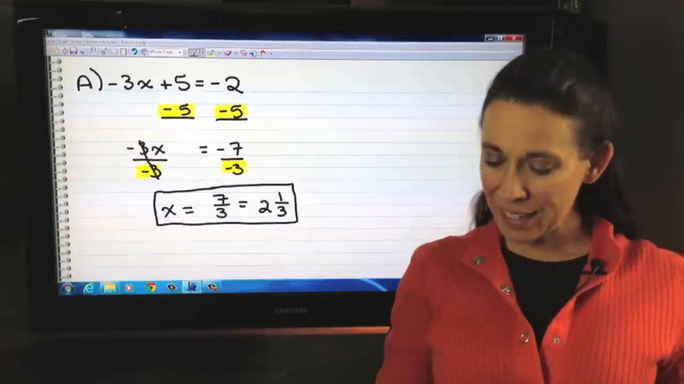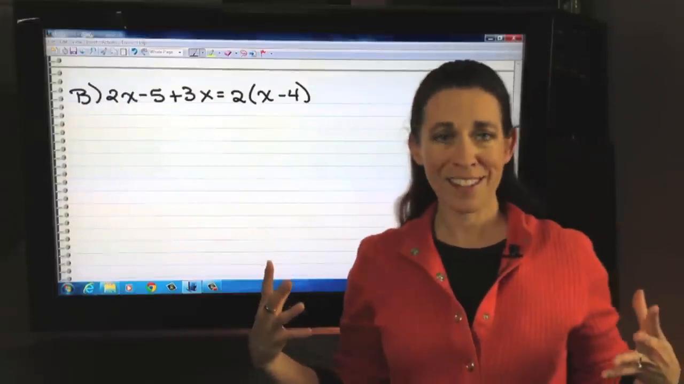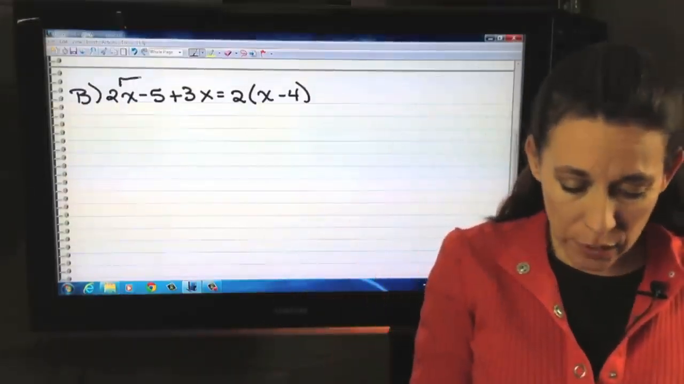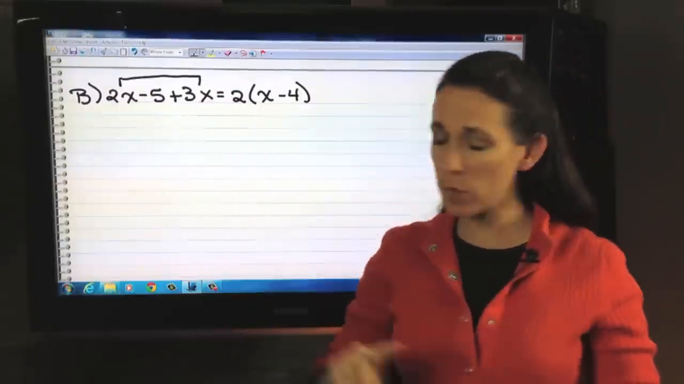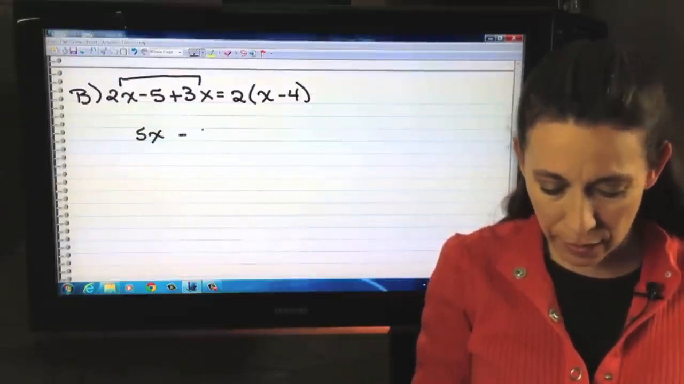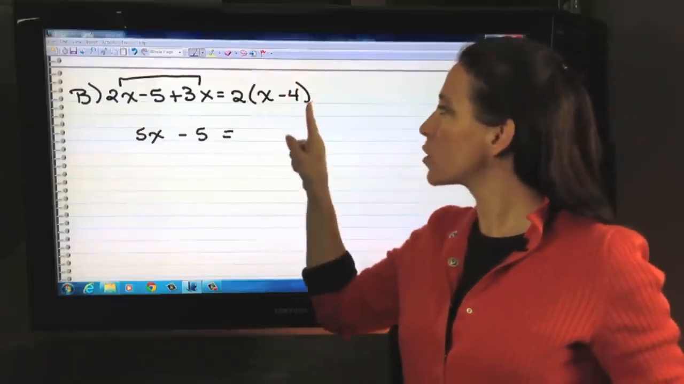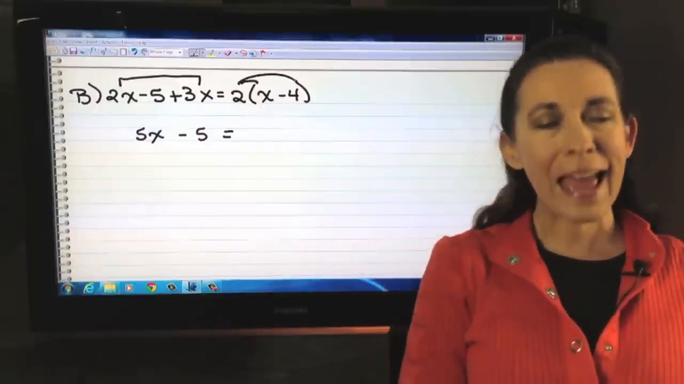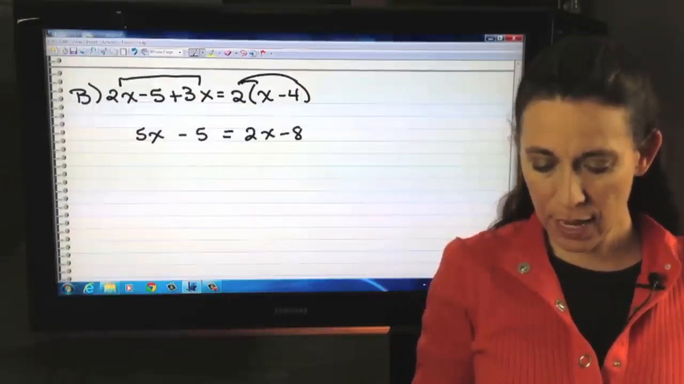Okay, let's take a look at the next one. This one is a little bit more messy, so we have to simplify both sides of the equation first. Here we have a 2x and a 3x that we can combine, okay? 2 like terms here. That would give us a 5x, and then we still have that minus 5. And on the right-hand side, we've got this multiplication, so we can distribute and get rid of that parentheses, 2x minus 8.